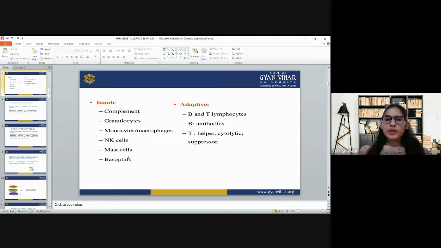Now, when we talk about innate and adaptive immunity, there are some components to add. In innate immunity, we have complement, granulocytes, monocytes, macrophages, NK cells, mast cells, and basophils. In adaptive immunity, we have B and T lymphocytes, B cells, T helper cells, and cytotoxic suppressor cells.